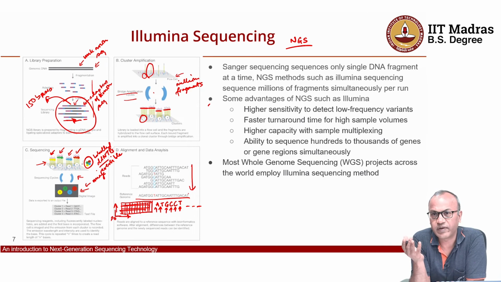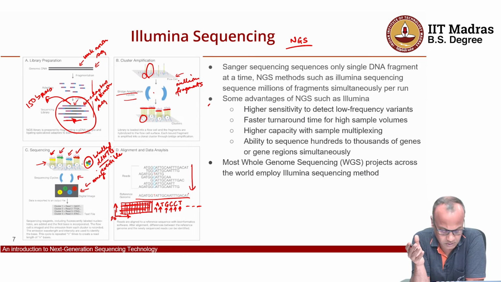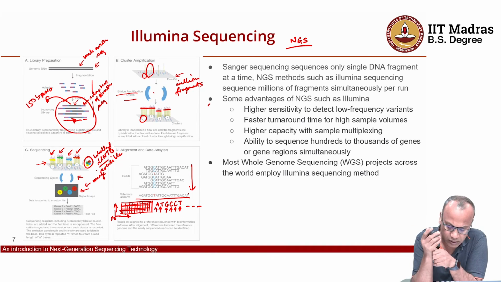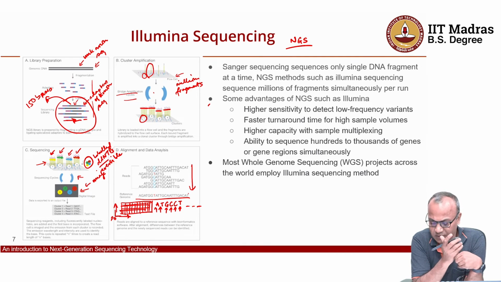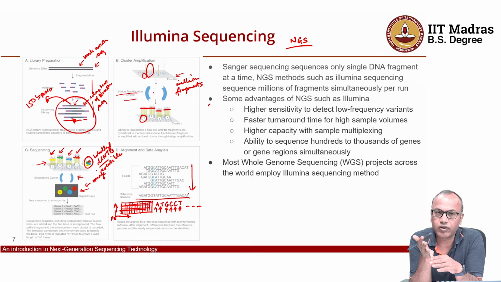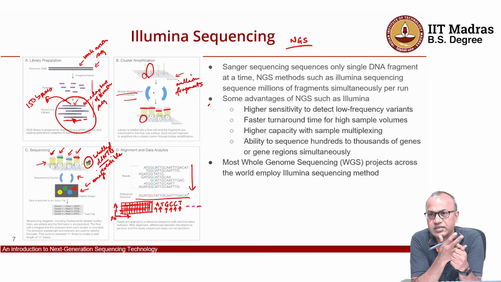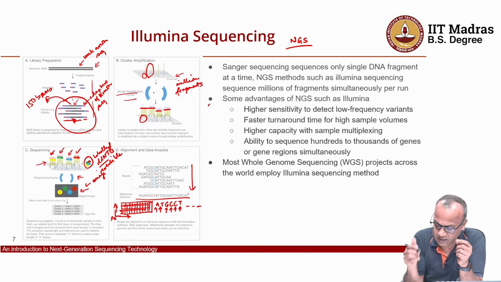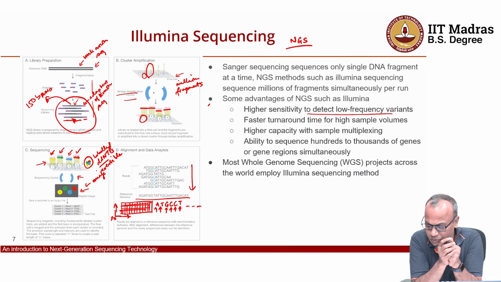So what are the advantages? This is just a brief overview. I don't want to go into too much detail because this is not relevant for the course at the moment. But what are the advantages of next generation sequencing? First, because it can do whole genome and we can sequence a large number of individuals, it provides higher sensitivity to detect low frequency variants, and this is something that we will focus on in some later courses. What do we mean by low frequency variants?